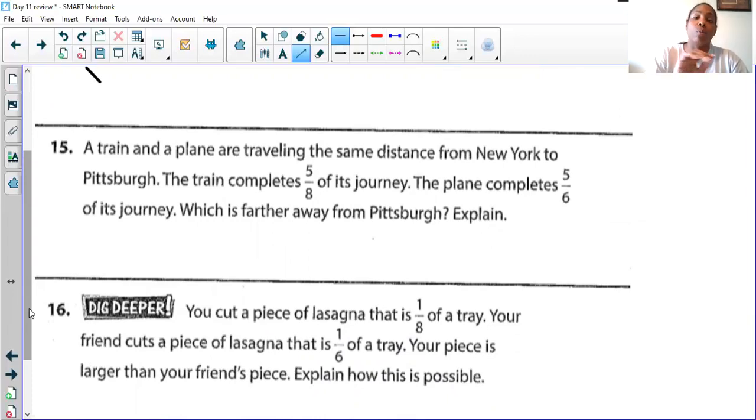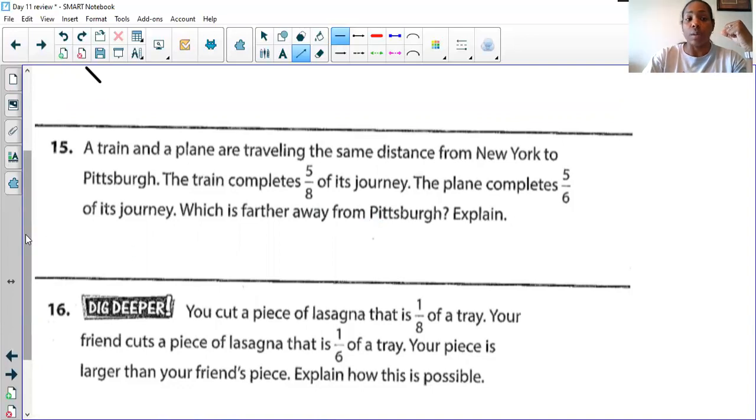So if you want, you can draw a number line, or you can even do the model and be able to figure out from right there which one is less than, instead of asking for which one is greater than, because it's saying which is farthest away from Pittsburgh. The greater fraction is going to be closer to Pittsburgh, while the lesser fraction is going to be further away from Pittsburgh. So that's how you're going to be able to determine your answer for number 15.